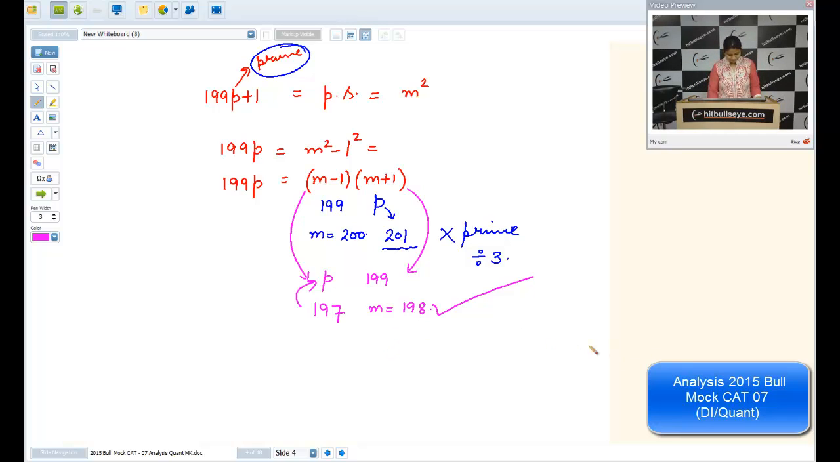Is it okay? There is only one prime number p, and that is 197. Is it okay, all of you?